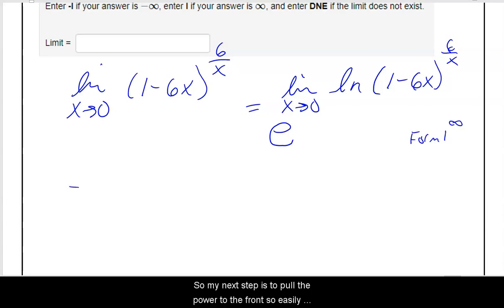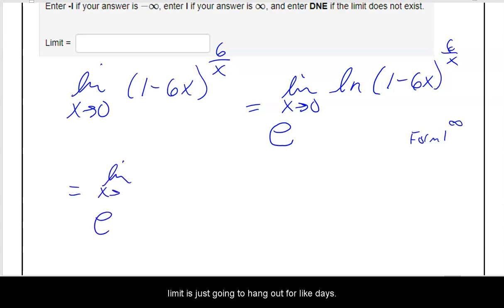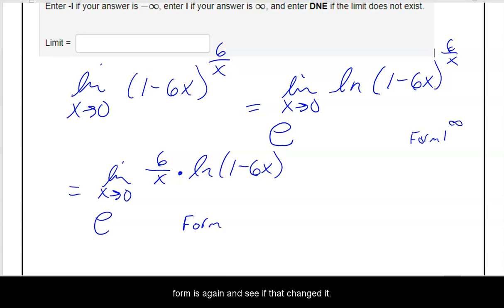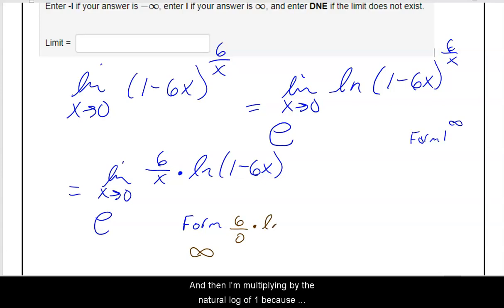So my next step is to pull the power to the front. So e limit is just going to hang out for now. And then I have 6 over x times the natural log of 1 minus 6x. Now I need to figure out what my form is again and see if that changed it. So when I think about 6 over 0, I know that that's going to go to infinity. And then I'm multiplying by the natural log of 1 because as x goes to 0, 6x is 0. Natural log of 1 is 0.